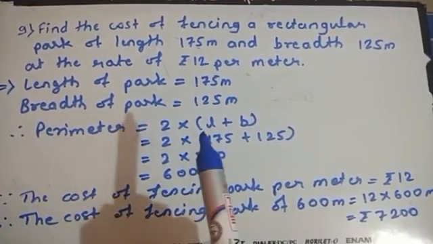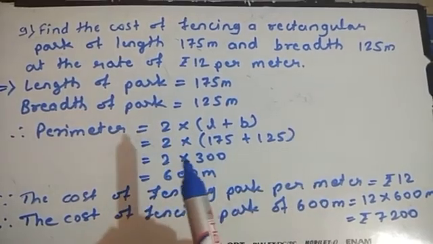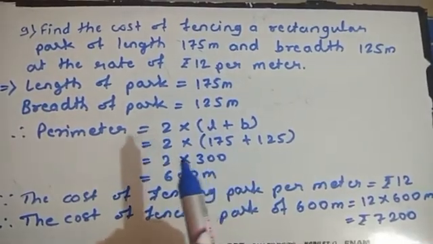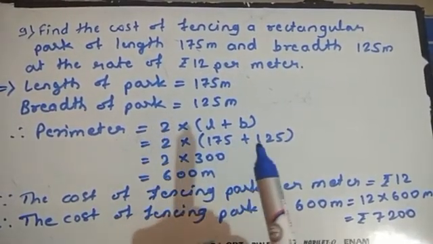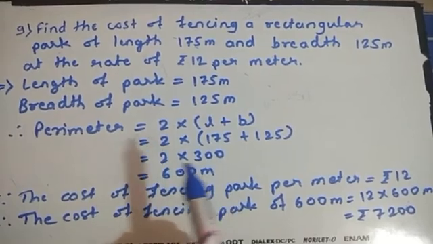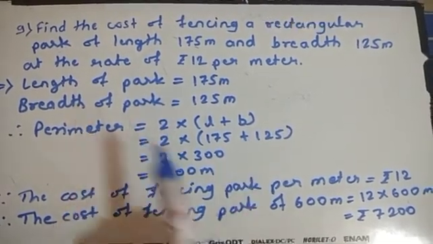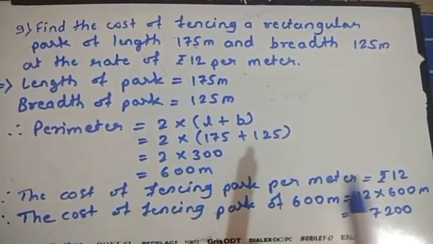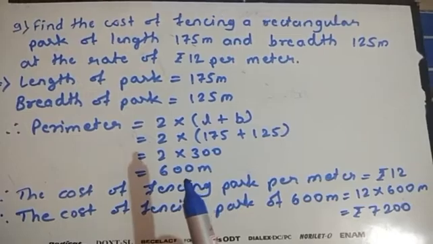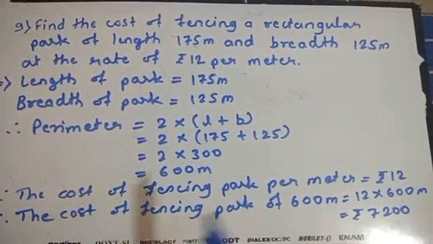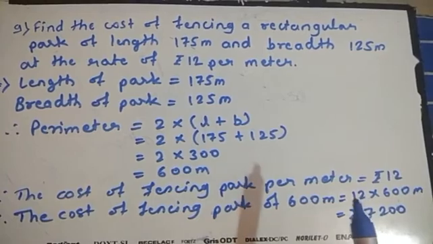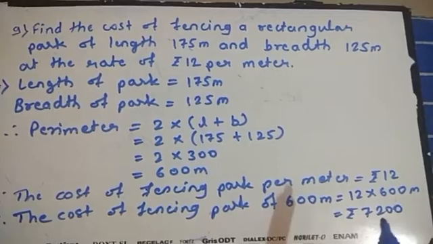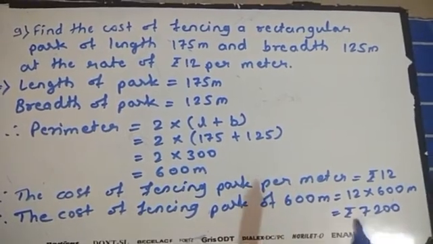Therefore perimeter is equal to 2 multiplied by length plus breadth, that is 2 multiplied by 175 plus 125. Here length and breadth are given, right? Therefore 175 plus 125 is 300, and 2 multiplied by 300 is 600 meter, the perimeter of that rectangular park. Now it is given that the cost of fencing per meter is rupees 12, and the total length is 600 meter. Therefore the cost of fencing 600 meter is equal to 12 rupees multiplied by 600 meter, that is rupees 7,200, the total cost.